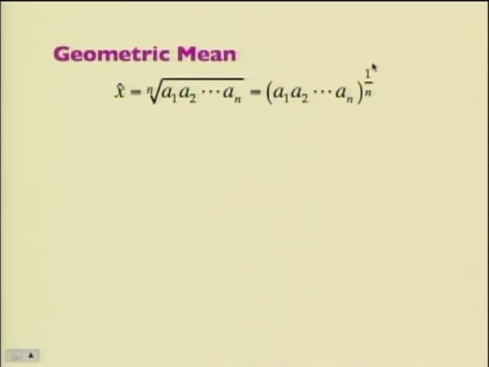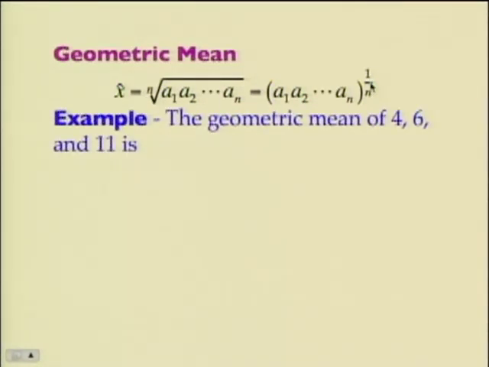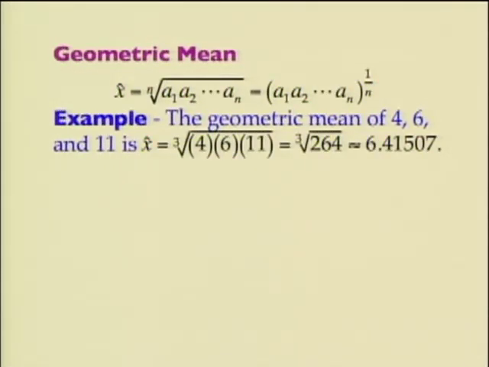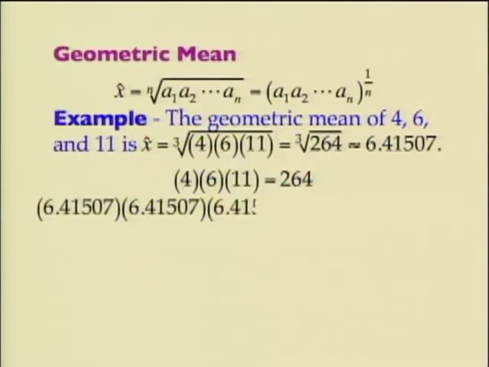And if you prefer, you can use this kind of exponent instead of this. This is kind of hard to find on some calculators, but you can always do this. So the geometric mean of 4, 6, and 11 is 6.41507. That's less than 7. That was the arithmetic mean. It's always going to be a little less than the arithmetic mean. But if I multiply those numbers together, I get the same product each time.